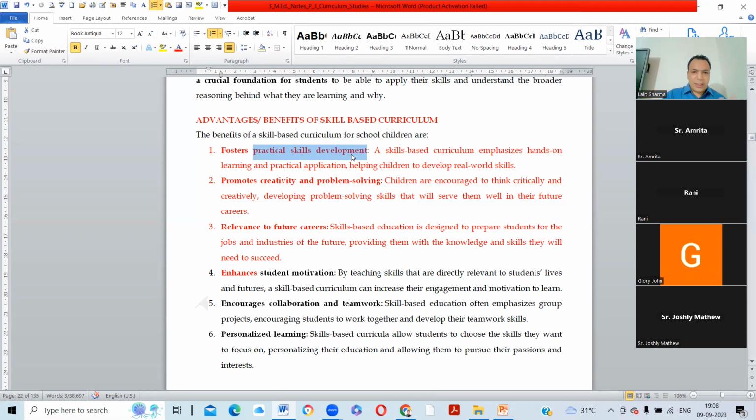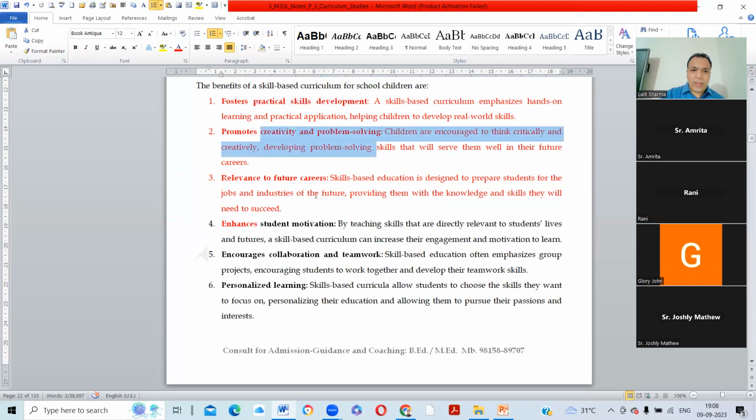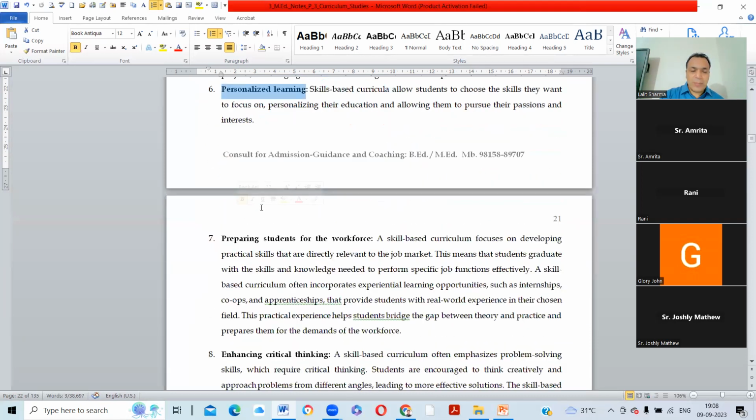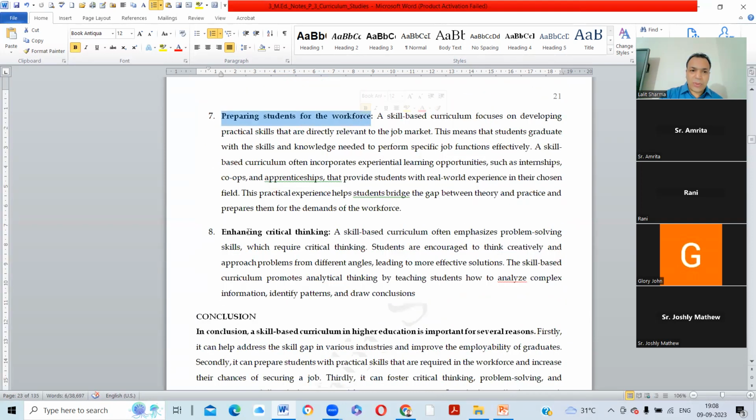Communication level, and look, creativity and problem solving, enhancement of student motivation, encourages collaboration and teamwork, personalized training, preparing students for the workforce, enhancing critical thinking. Look, critical thinking, all these things come under skill based, right?